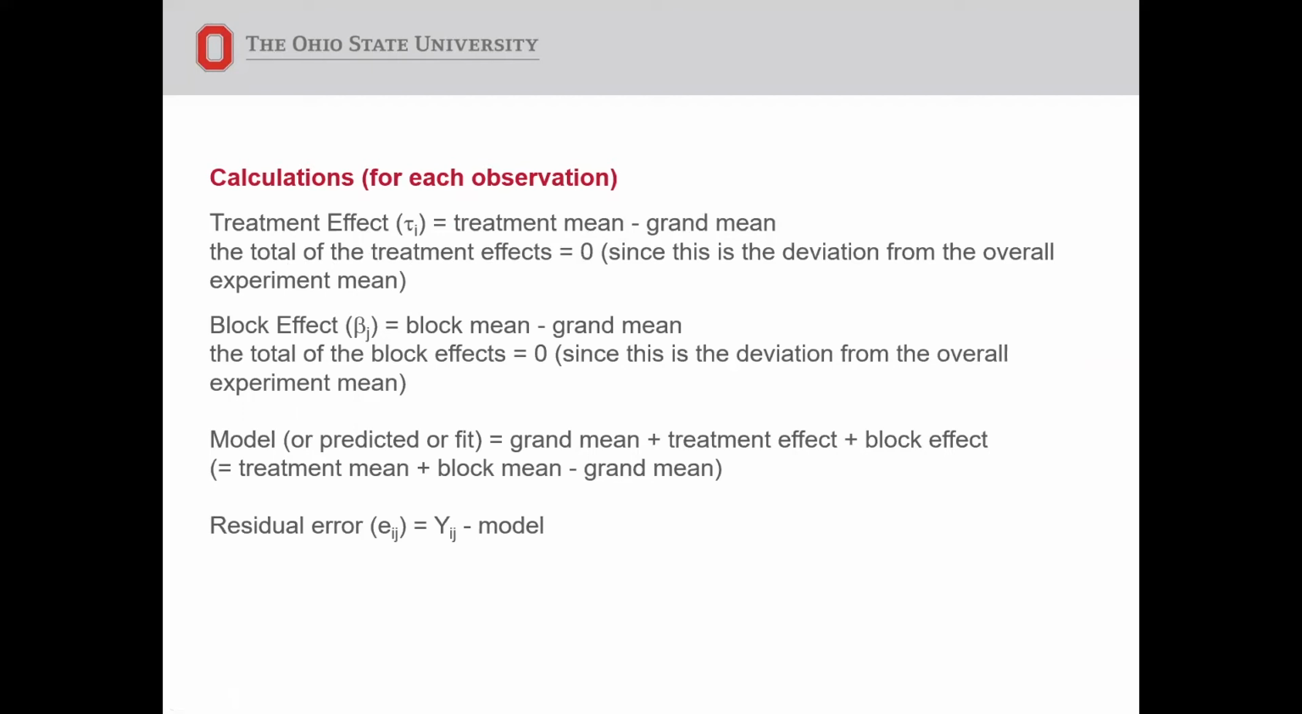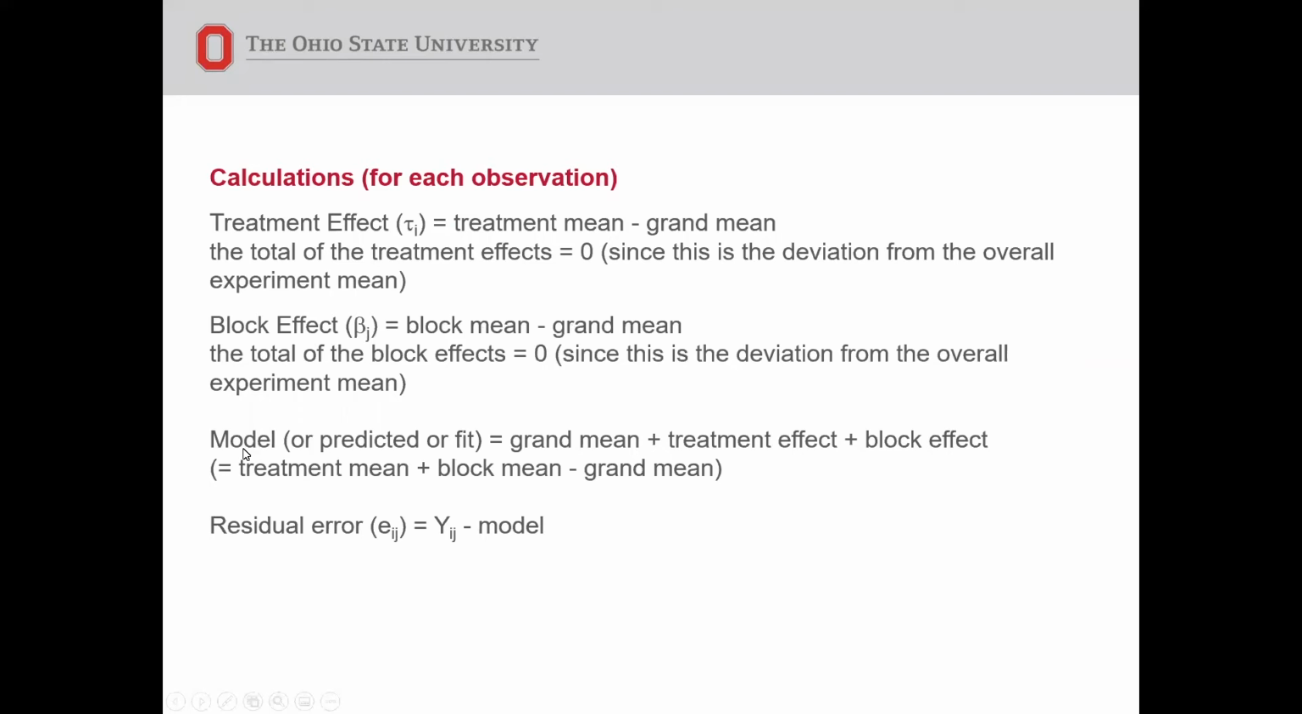Likewise, it's perhaps not as easy to conceptualize, but the block effect is also defined relative to the grand mean. So some blocks will be higher than the overall experimental mean, some blocks will fall below the overall experimental mean, but the net effect will be 0 since they are defined relative to the experiment grand mean.